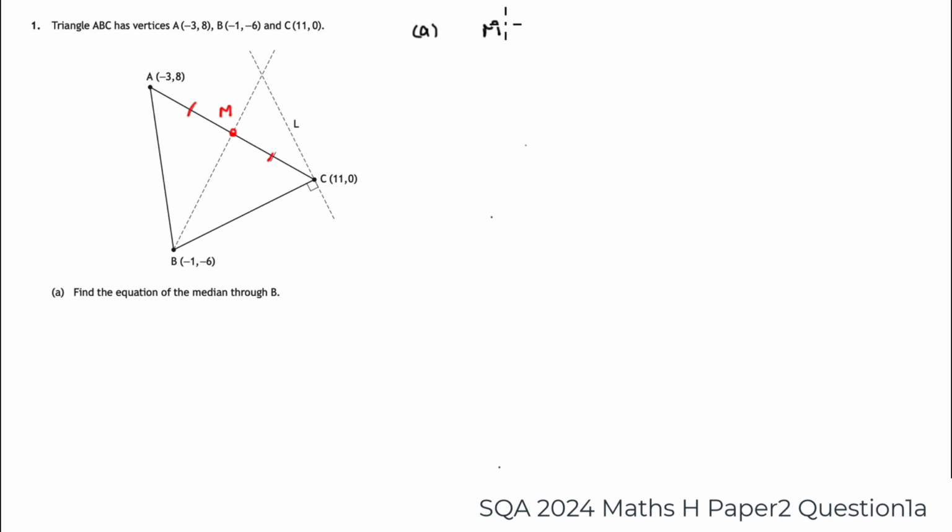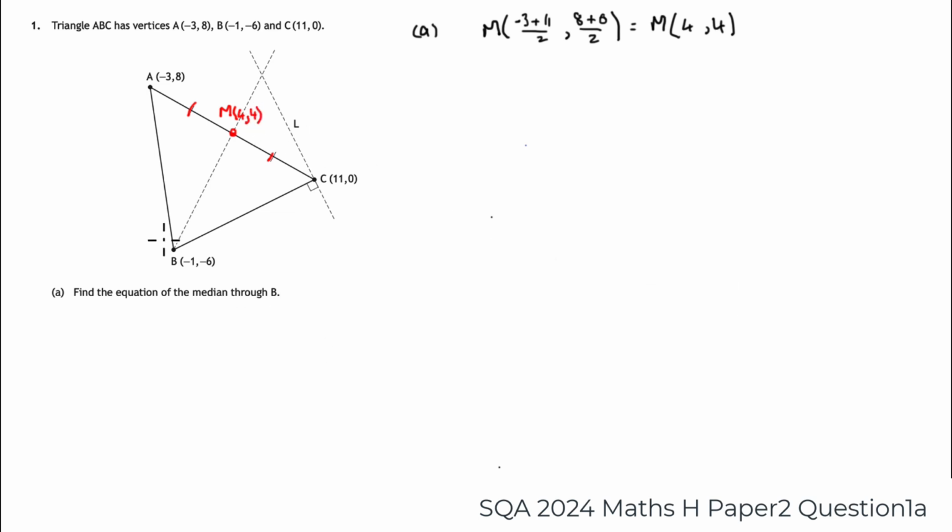So M, we find the mean of the x coordinates, -3 plus 11 over 2, and the mean of the two y coordinates, 8 plus 0 over 2. And that gives us 8 over 2 is 4, and 8 over 2 is 4. So we've got the midpoint of that line being 4, 4.